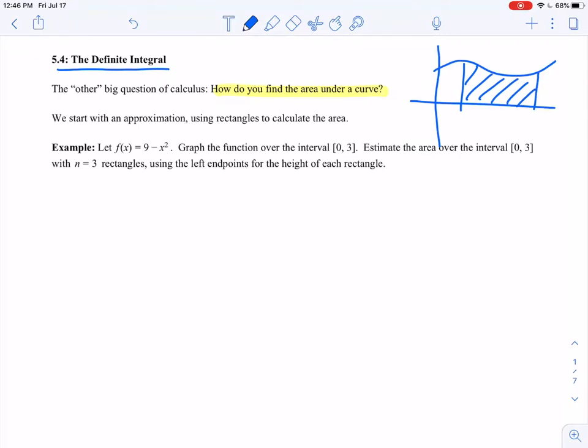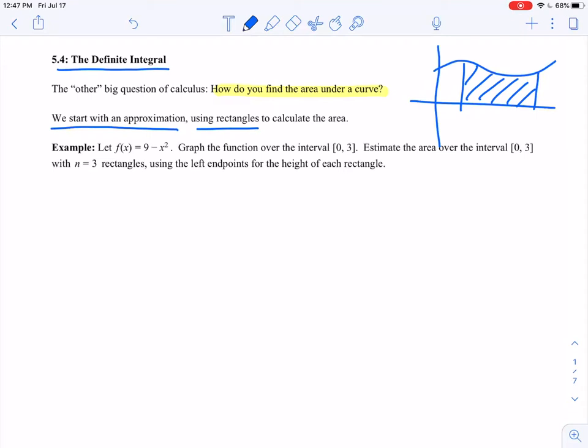So we're going to start with an approximation. This question right now of finding area under a curve, it's too hard. So we'll start by approximating using shapes we already know, using rectangles to calculate this area. And then we're going to think about how we could take this approximation and make it better and better and better until we end up with something which is not an approximation anymore, something which is perfect.